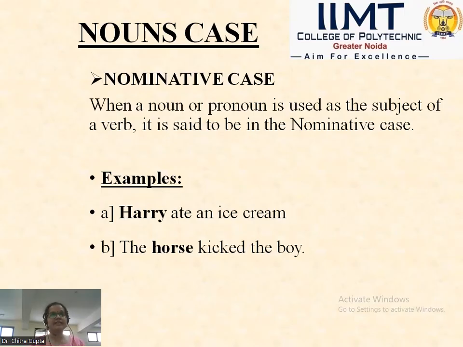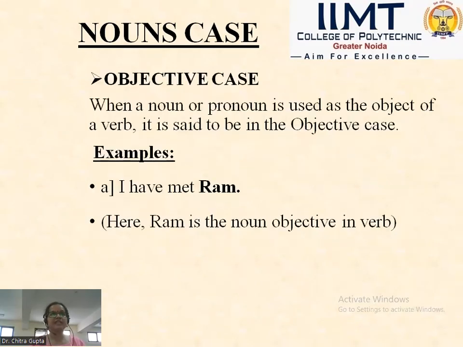We have learnt before the subjective case or the nominative case. Harry was at the beginning of the sentence, meaning Harry was the subject, so subjective case. But in the second case, objective. For example, I have met Ram. So Ram is the object. Ram is the noun which is the object of the sentence. Objective case.